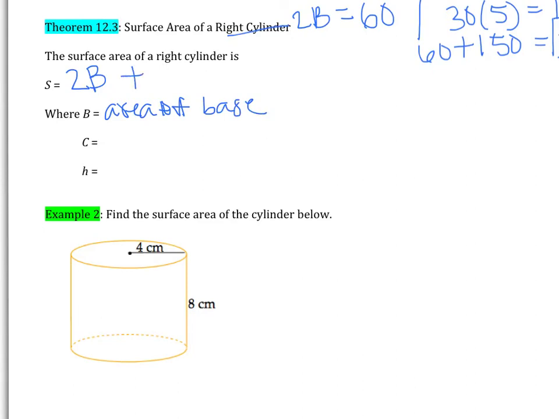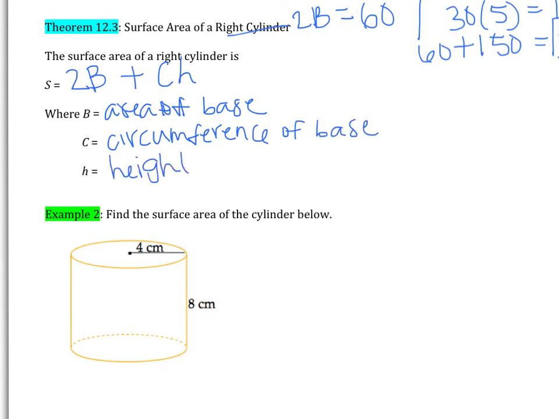so where B is the area of the base, plus, now in the prism it was perimeter times height, but we have a circle, so this is going to be circumference times the height, where C is the circumference of the base, and H is once again the height of that cylinder.